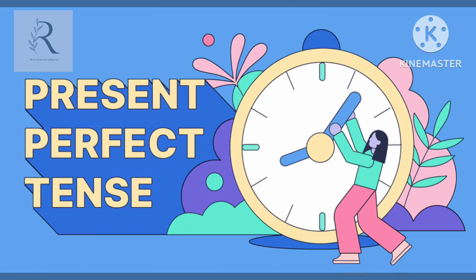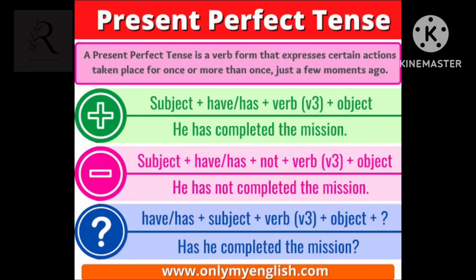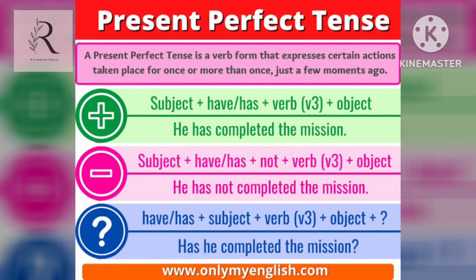Next, present perfect tense. A present perfect tense is a verb form that expresses certain actions taken place once or more than once, just a few moments ago. Structure for positive present perfect tense: subject plus have or has plus verb V3 form plus object. Example for the positive present perfect tense: he has completed the mission.